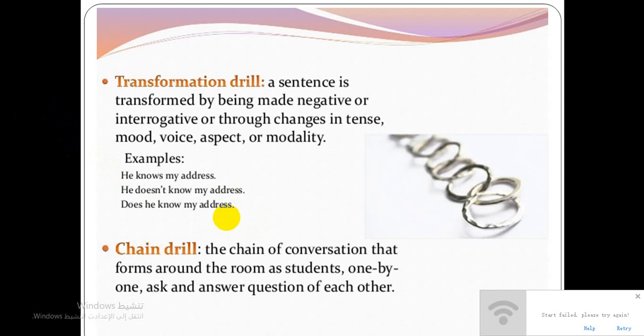He used to know my address. If he had known my address. This is the transformation drill.